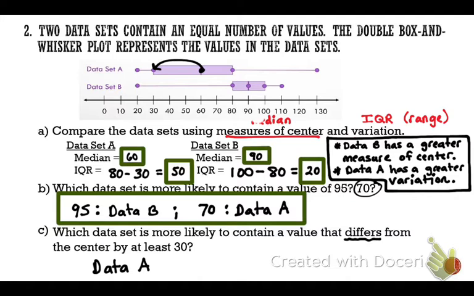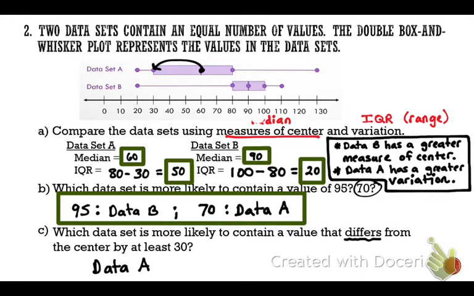Let's check to see if data set B also differs from the center by 30. Here's the center. Looking at the top of the box, because we're just focusing on that 50% of the data, that box, how much different is the top of the box or the upper quartile from the median? 10. So that's definitely not differing by 30.